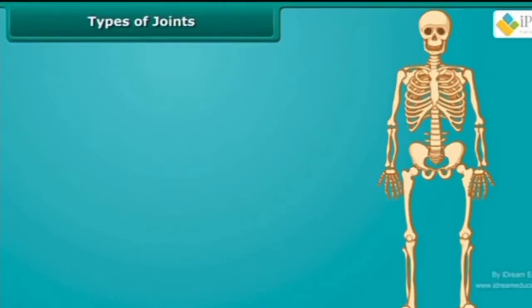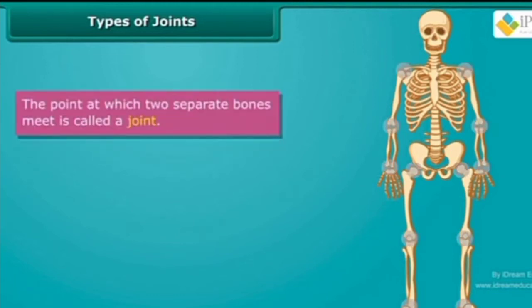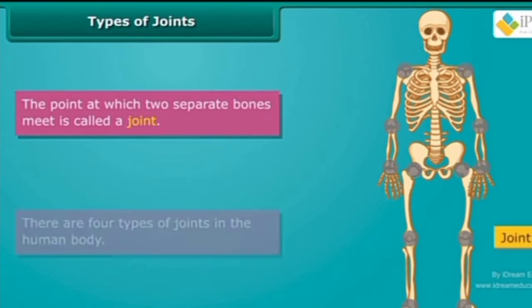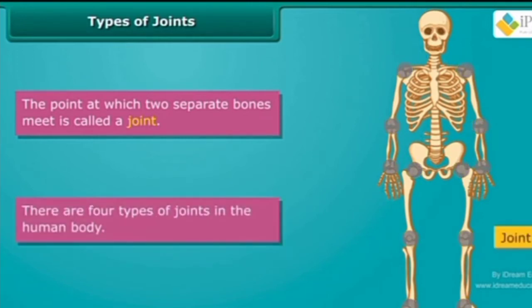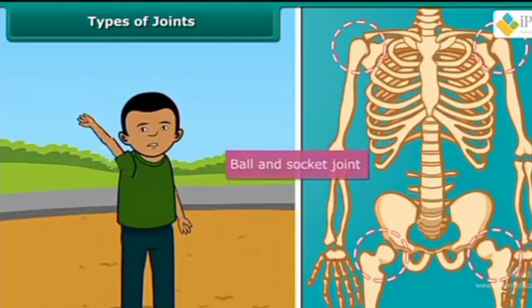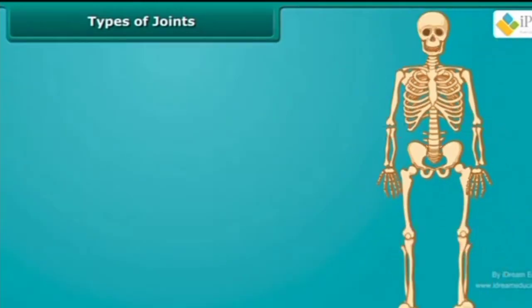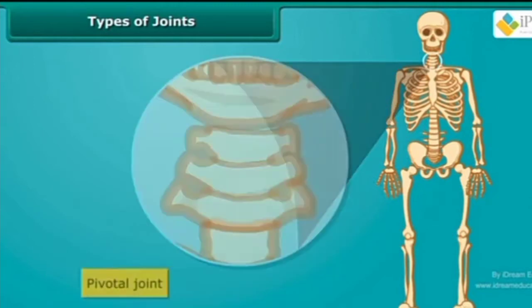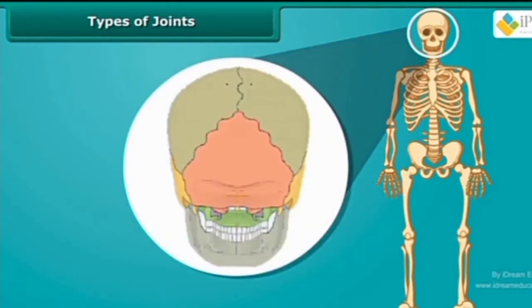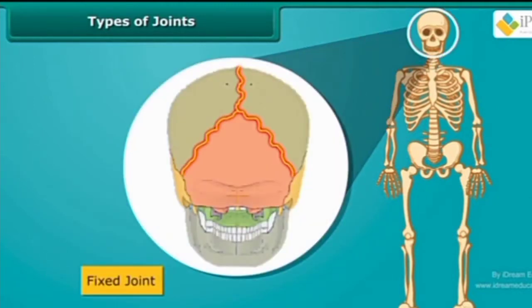We have just studied about the bones. Now it's time to know the joints. The point at which two separate bones meet is called a joint. There are 4 types of joints in the human body. They are ball and socket joint, hinge joint, pivotal joint and fixed joint. Before going to learn about each joint in detail, let's have an activity.